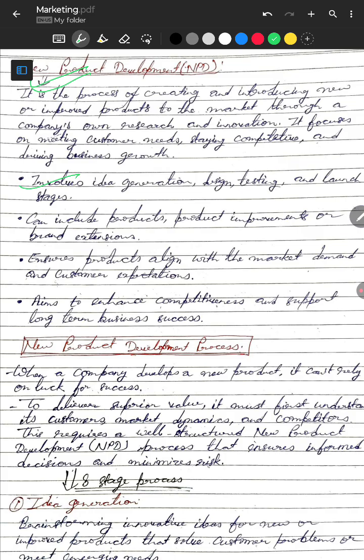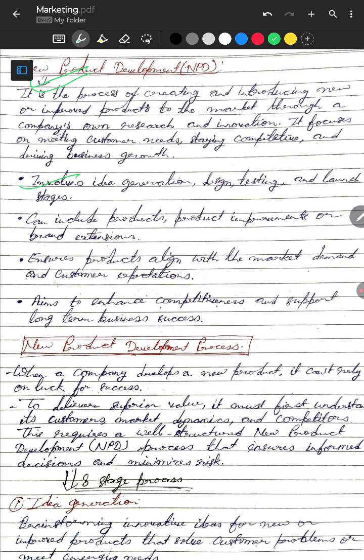So in the case of new product development, it may be possible that the company introduces or develops a new product, or it improves some existing product, or the company may extend the brand, or make some kind of improvement in the product. All these are included in new product development.